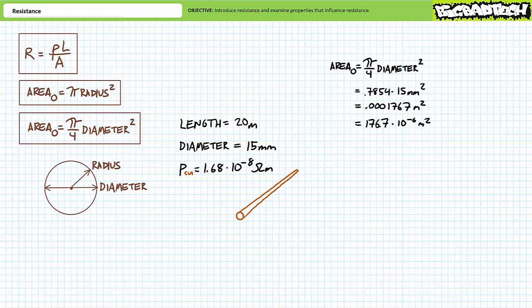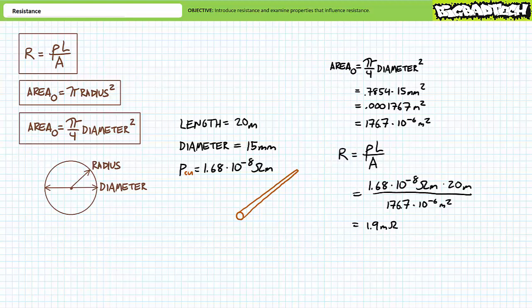Leave it exactly as it is in units of meters squared. Now all we need to do is insert resistivity, length, and cross-sectional area into the resistance formula. 1.68 times 10 to the negative 8 ohm meters times 20 meters over 176.7 times 10 to the negative 6 meters squared yields a resistance of roughly 1.9 milliohms, which is a pretty respectably small resistance for a cable that stretches a length of 20 meters. Despite its length, it's relatively thick and it's made out of a highly conductive material, thus a small resistance.